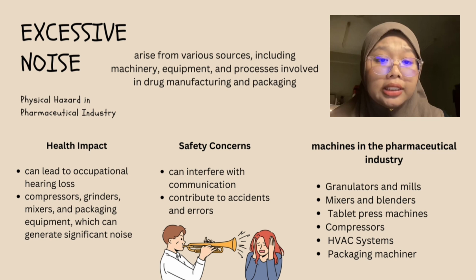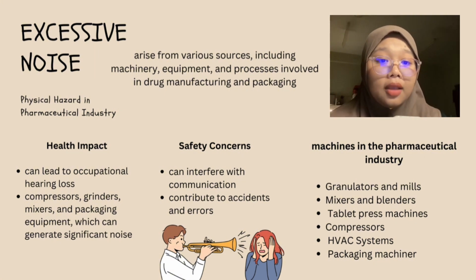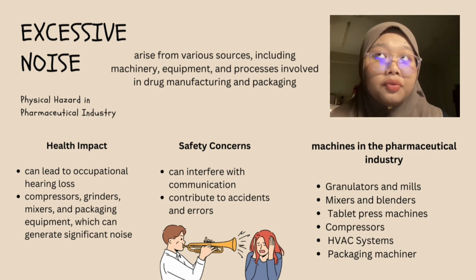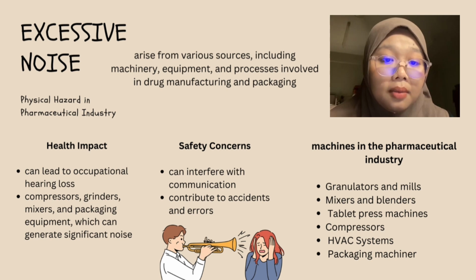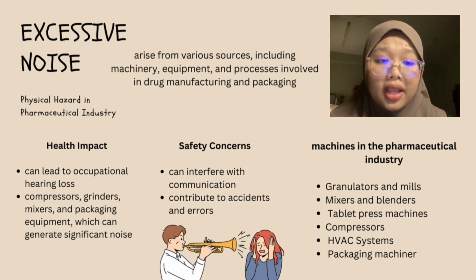Some common machines in the pharmaceutical industry that produce noise are granulators and mills, mixers and blenders, tablet press machines, compressors, HVAC systems, and packaging machinery. They are able to generate a high level of noise that can have disastrous consequences for the surroundings, with detrimental effects on the health and well-being of employees.